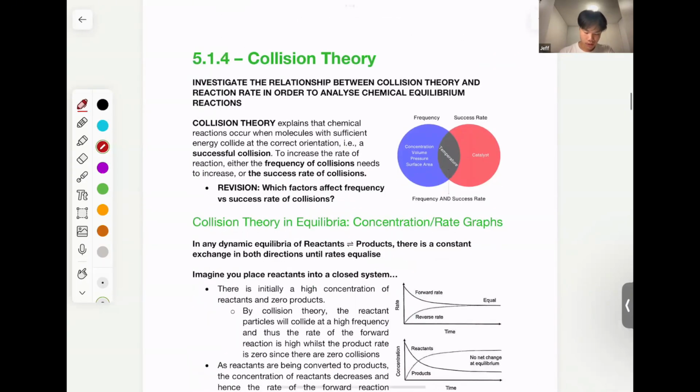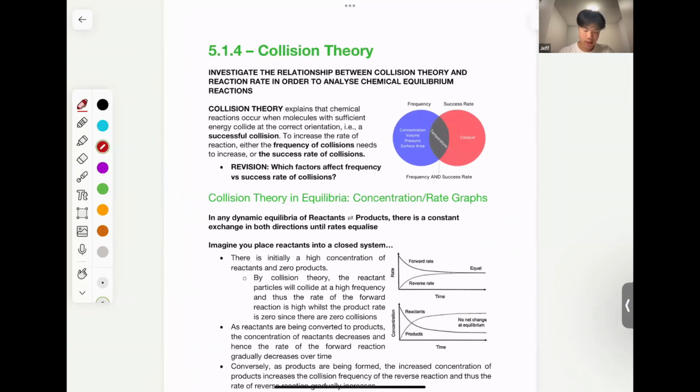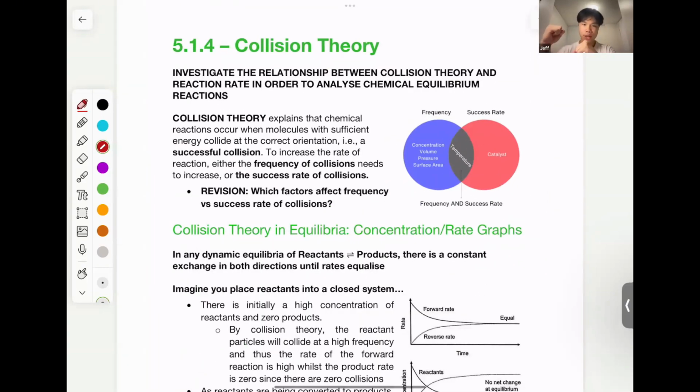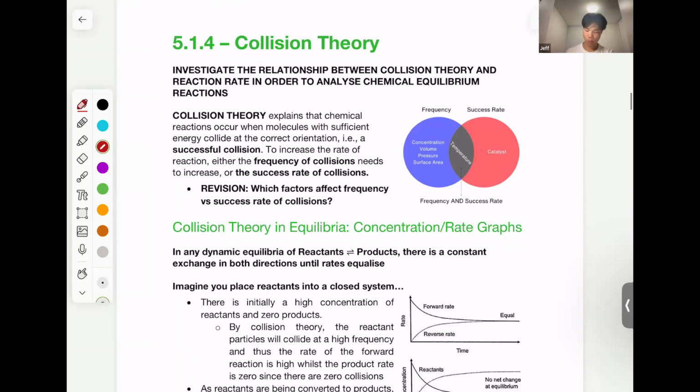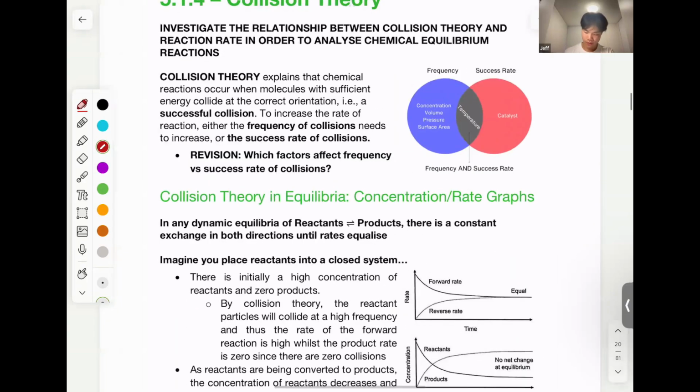So at the very end of the first inquiry question, we talk about collision theory explaining that in any successful reaction, you have particles colliding, and when they collide with sufficient energy and the correct orientation, they will successfully collide. The more of these successful collisions you have per second, the faster the rate of reaction, and you can discuss why rate of reaction changes in terms of these successful collisions.